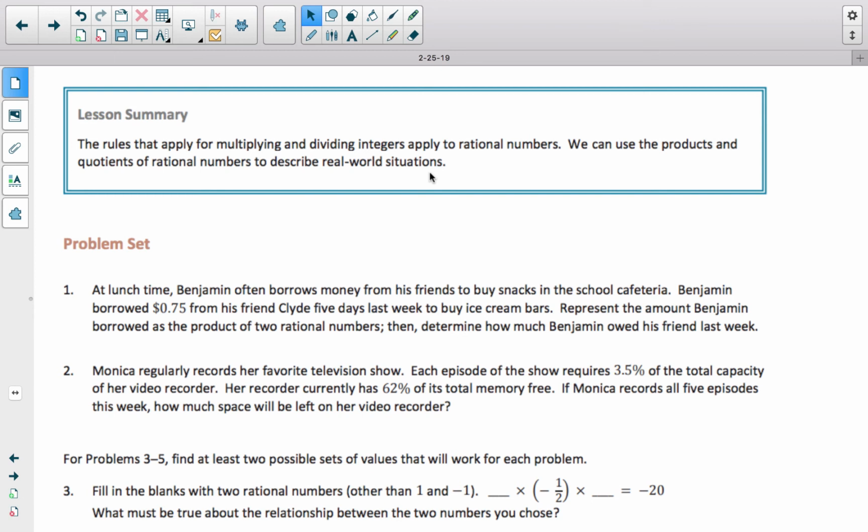Now, the lesson summary. The rules that apply for multiplying and dividing integers extend and also apply to rational numbers. They are not different, they are the same. Keep in mind, if you have two negatives multiplied or divided together, your answer ends up being positive, and if the signs are different, your answer ends up being negative.